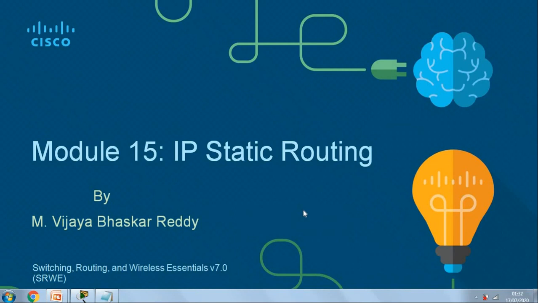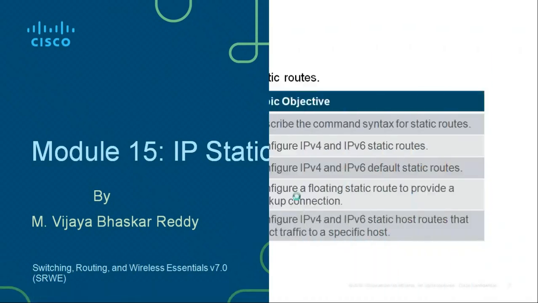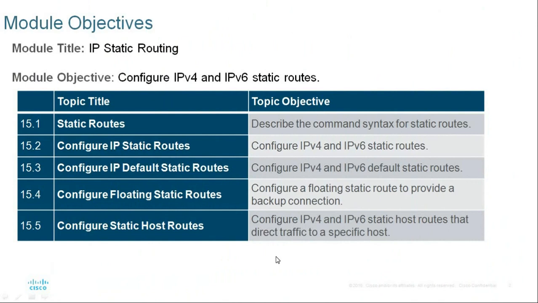Today I am going to present module number 15, IP static routing. In this module, you are going to learn about different objectives. The first one is 15.1 static routes. Here you are going to learn what the different types of static routes are, how to configure them, and how we describe the command and syntax for the static routes.